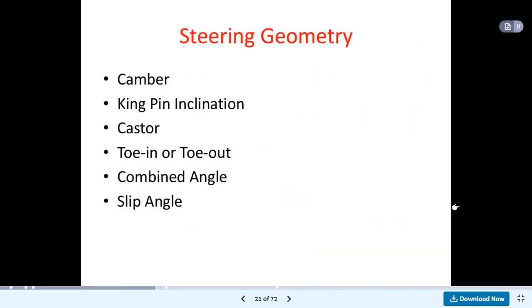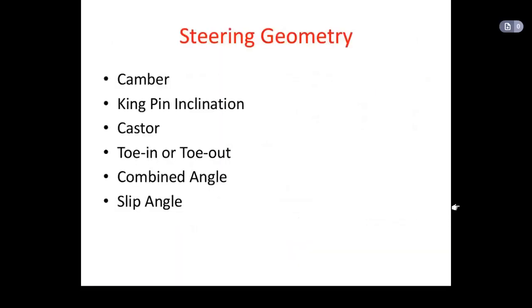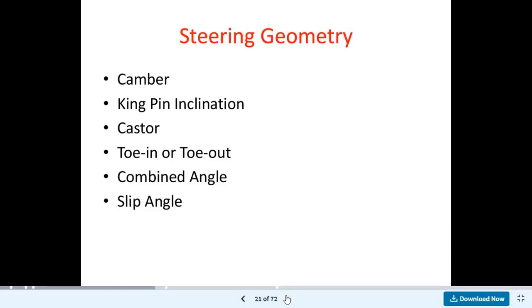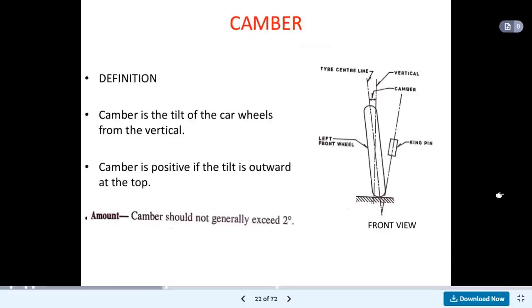Steering geometry: in the case of steering geometry, camber is there, then kingpin inclination is there, caster is located, toe-in or toe-out is there, then combined angle is there, and slip angle is there. All this is related to steering geometry.